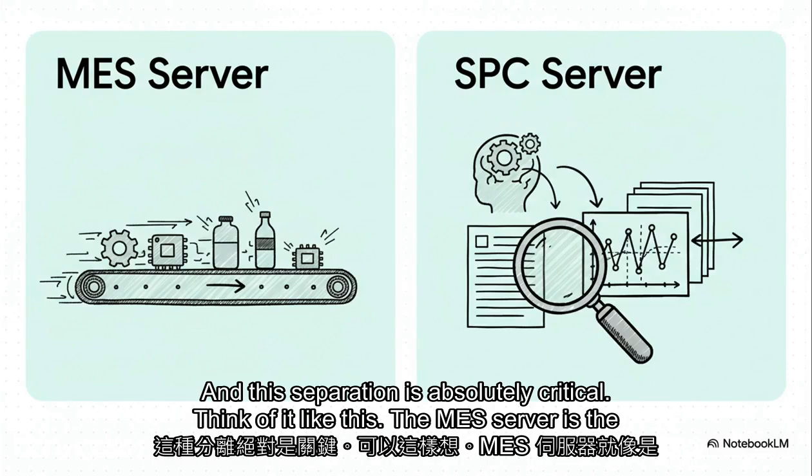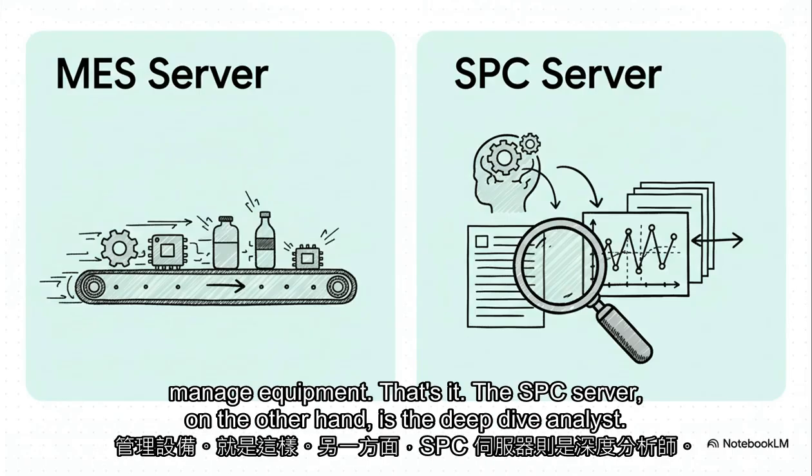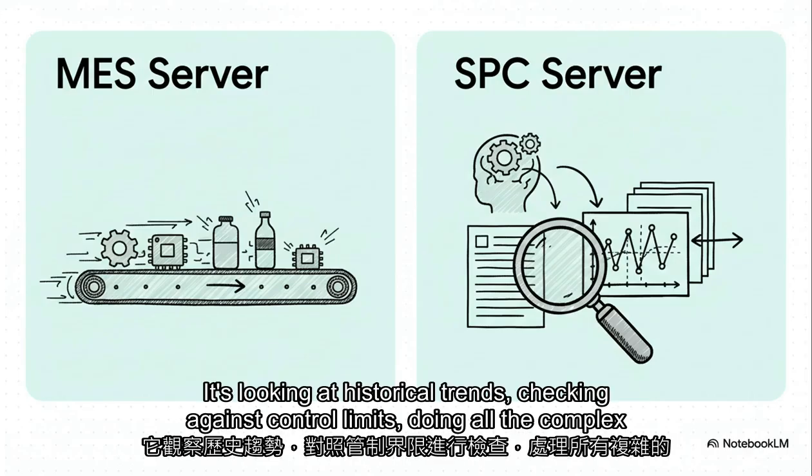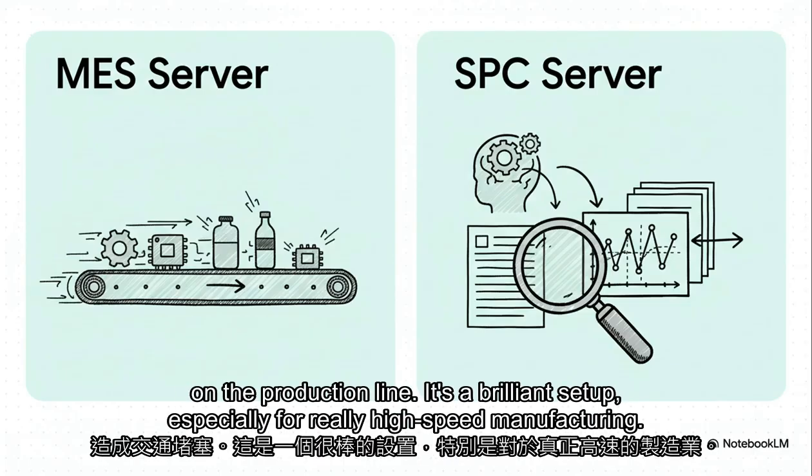Think of it like this. The MES server is the air traffic controller, right? Its job is to keep things moving fast. Track products, manage equipment. That's it. The SPC server, on the other hand, is the deep dive analyst. It's looking at historical trends, checking against control limits, doing all the complex math. By splitting up the jobs, you make sure the analysis never, ever creates a traffic jam on the production line. It's a brilliant setup, especially for really high-speed manufacturing.